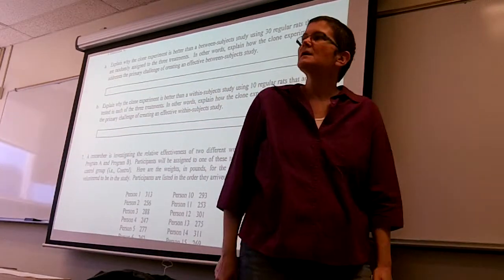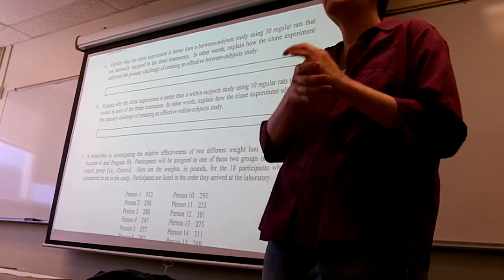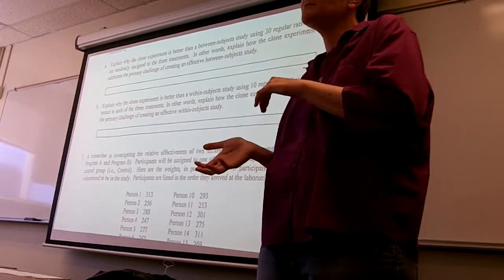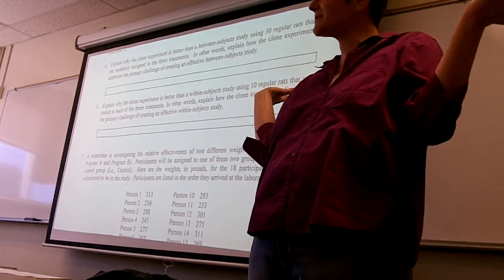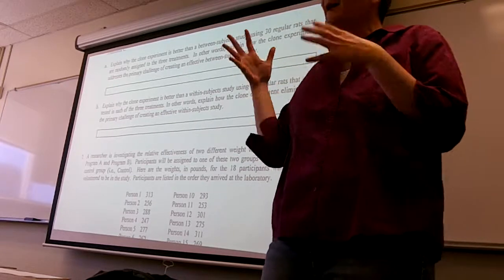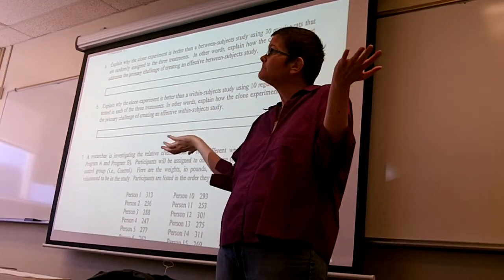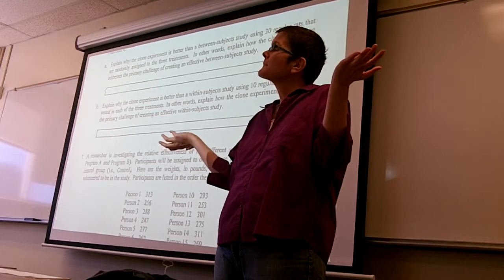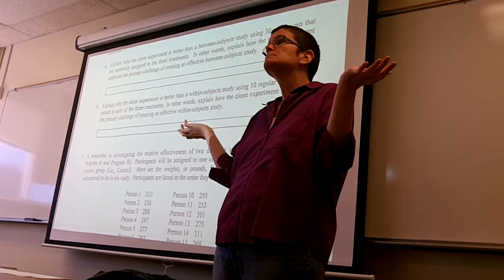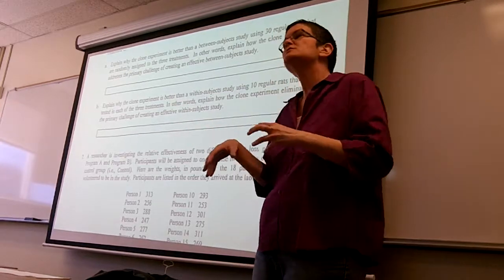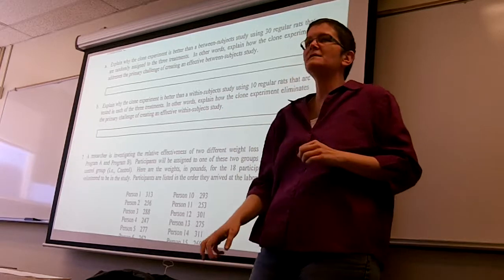So, one of the reasons we like within-subjects designs is because we have the same subjects in every condition, right? So now individual differences don't matter because whatever individual differences our subjects have, they have them in condition A, and condition B, and condition C, so it doesn't really matter, right? Because they're experiencing all of the conditions. But how does our clone experiment address the biggest challenge of a within subjects design?